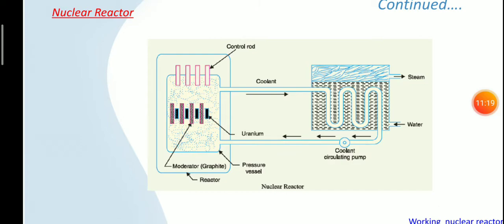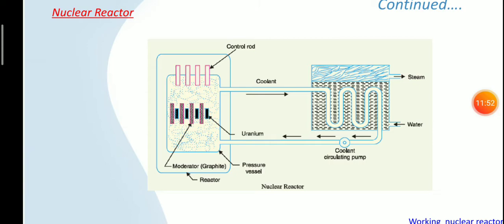The nuclear reactor is a pressure vessel and it consists of fuel rods. By bombarding the fuel rods with neutrons, fission is produced. The moderator slows down the neutrons before they bombard the fuel rods. The control rods are cadmium and are inserted into the reactor. Cadmium is a strong absorber of neutrons.